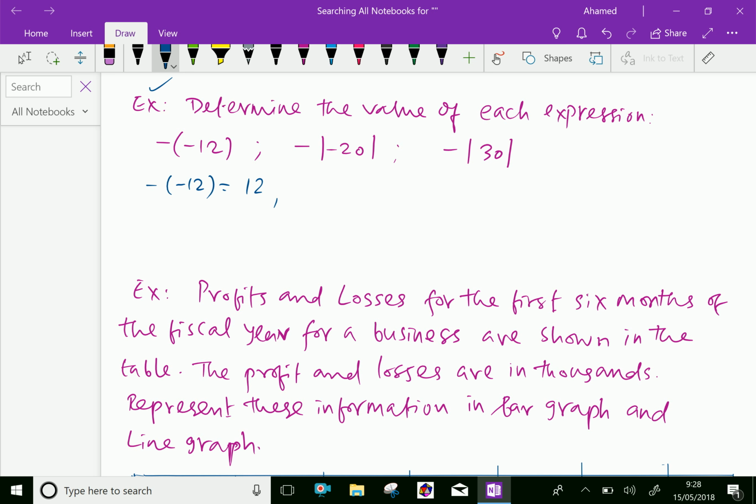Here, the negative of the absolute value of -20. First of all, the absolute value of -20 is positive 20, but outside is negative. So first you have to write the negative of the absolute value of -20, which is the negative of 20, therefore equal to -20. Here, the negative of the absolute value of 30. First of all, the absolute value of 30 is only 30, so the negative of 30 is -30.